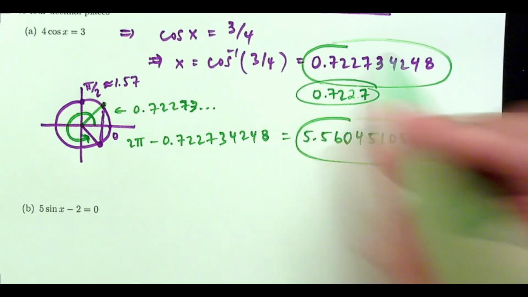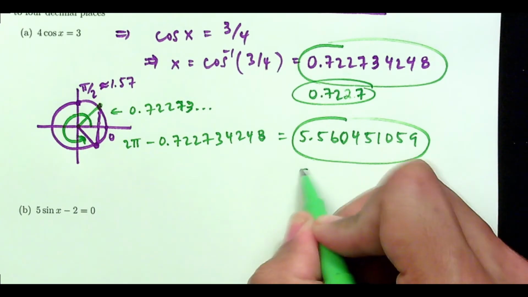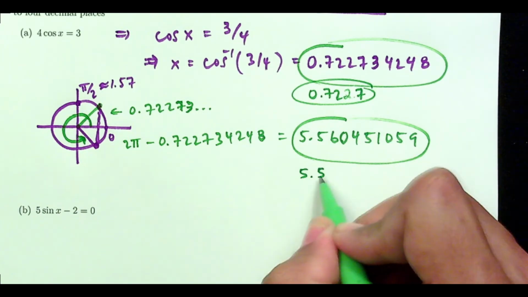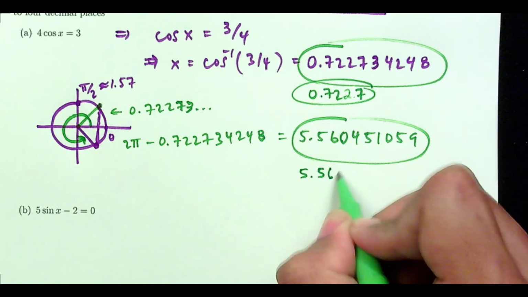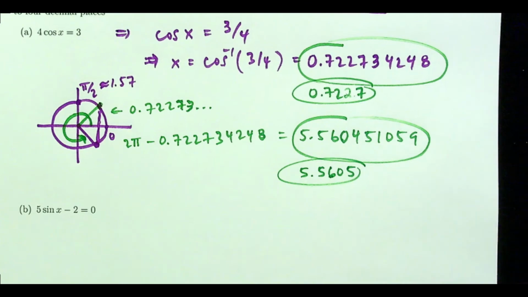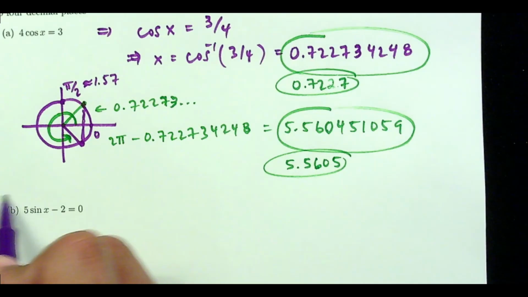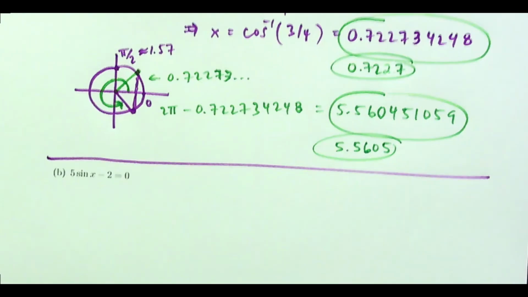That will be the answer for that one, and this one rounds off to 5.5605. All right, that's that for the first one.